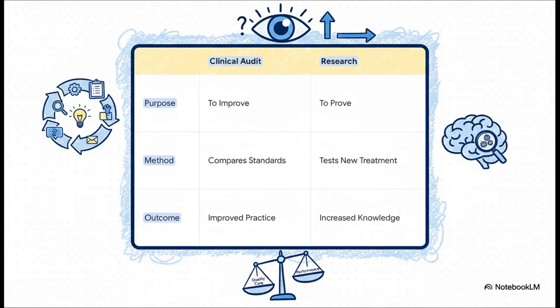Now, this next point is absolutely crucial, especially for all you postgrads out there. People mix up audit and research all the time, but they are totally different things. Think of it like this. An audit asks, are we following the recipe correctly? It measures what you're doing right now against the known best practice recipe. Research, on the other hand, asks, can we create a better recipe? It's trying to discover brand new knowledge. So audit improves practice, research proves a new idea.